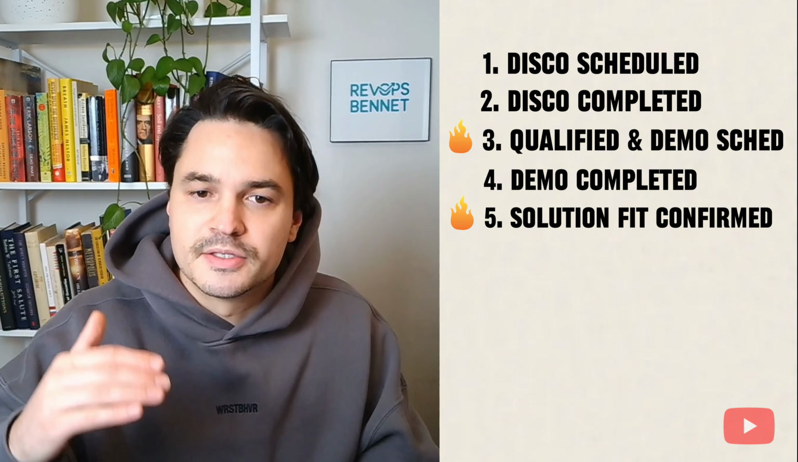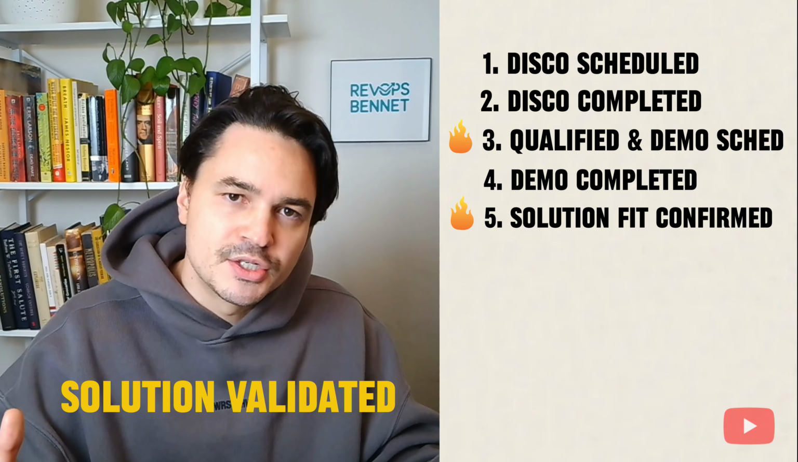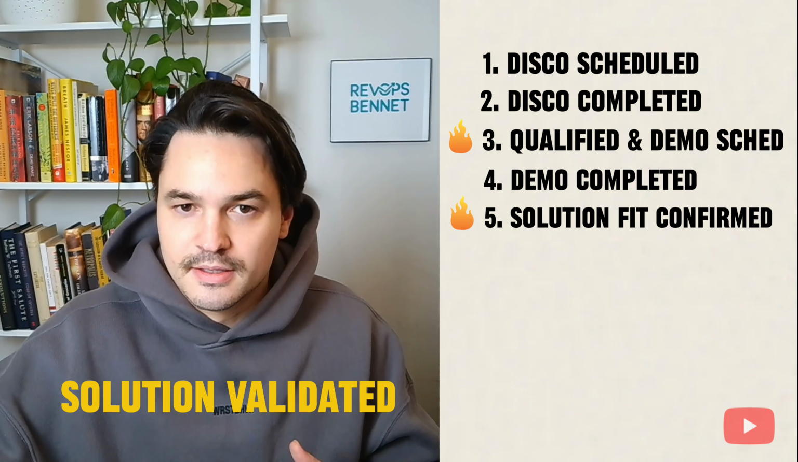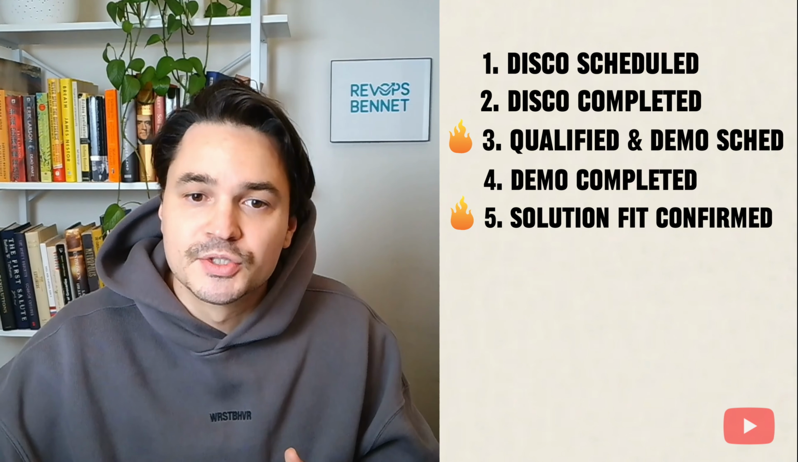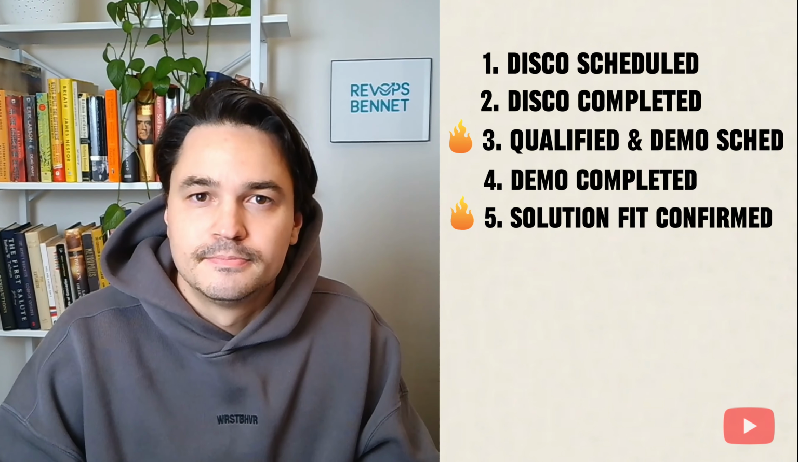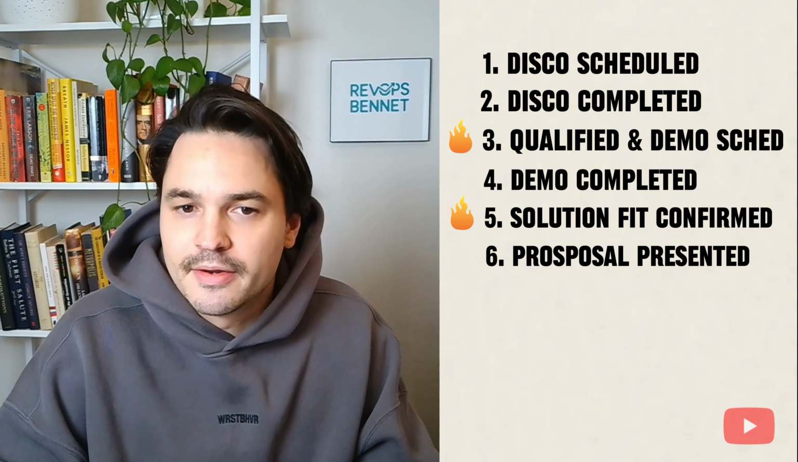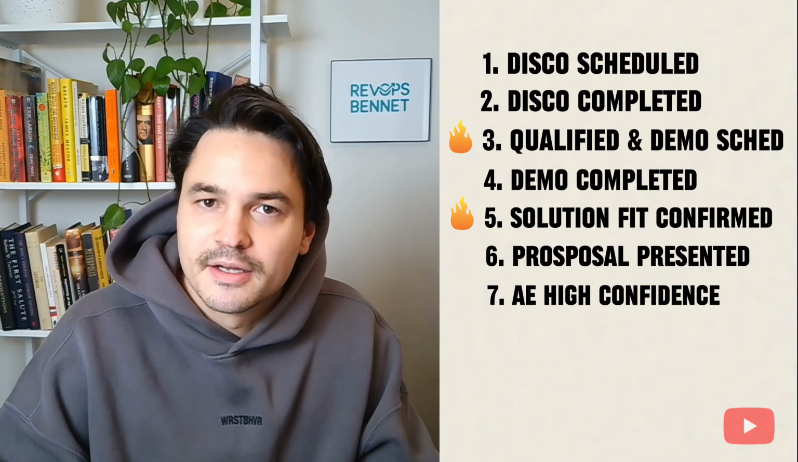They're going to be able to say solution fit confirmed. That's going to be stage number five. We've shown the demonstration, and I can confirm as an account executive that yes, the product fits their needs. And then we're going to schedule a proposal. After that proposal has taken place, another heat check from the account executive. So stage number 7 is going to be account executive high confidence.